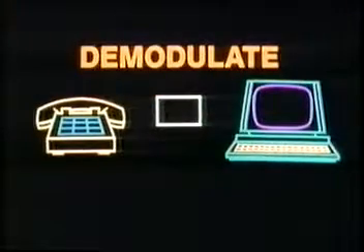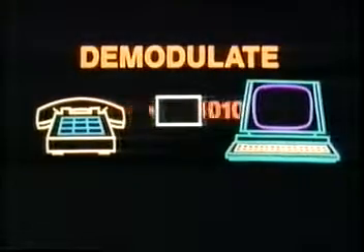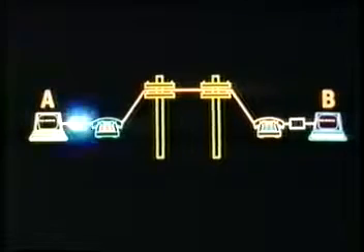But before that telephone can send your message along to a second computer, another sort of black box is needed to transform, or demodulate, telephone talk back into computer talk. So once computer A has a modulator and computer B has a demodulator, A can send messages to B. But this is only one-way communication. B still can't send messages to A.